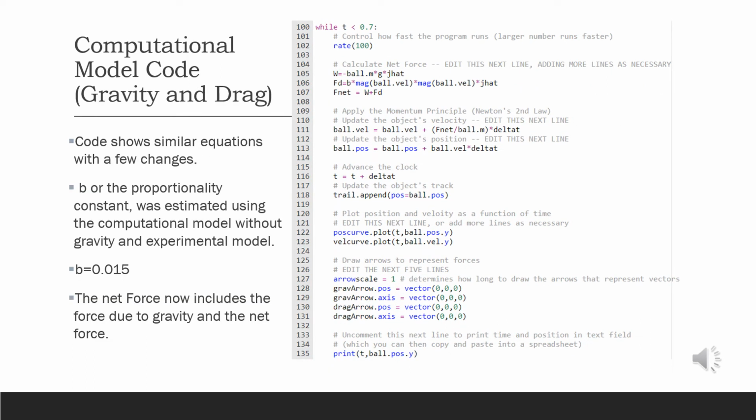Now, the computational model with the drag force has a few key differences. One being that the proportionality constant is not 0. I set it to 0.015, a value I calculated through trial and error until the model predicted a final position equal to that of the observed motion. Another key difference is that the net force now includes both the force due to gravity and the drag force. You can see where I've calculated the drag force and included it in the net force.